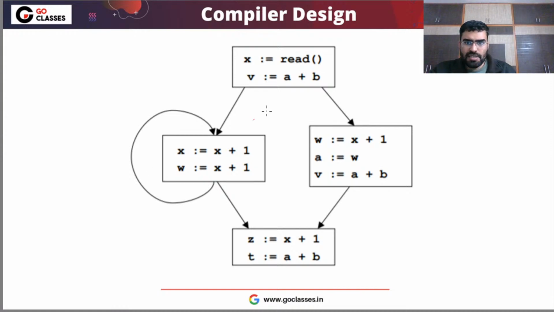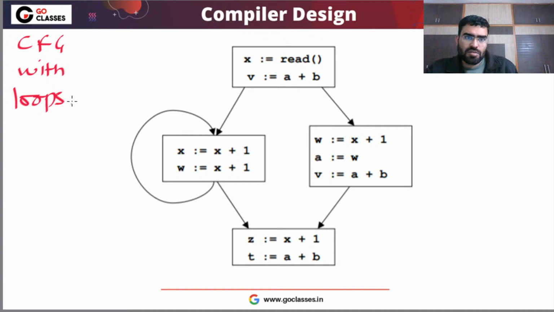So let's see, again this is a CFG with loops, correct? My question is, let's do the analysis of this. Backward analysis, always go in the backward direction. So this is the first pass. What are you going to do? Again this is the question: do the liveness analysis.